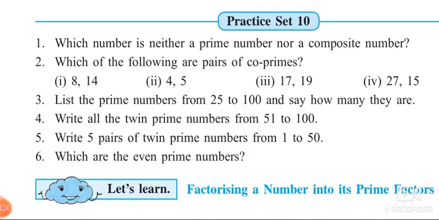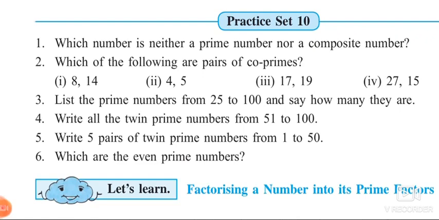Let us now discuss question number 3. List the prime numbers from 25 to 100 and say how many they are. So you have to write the prime numbers from 25 to 100. And then you have to count them and write how many they are. Children, yesterday, in the previous video, we studied this in detail. I had shown you numbers from 1 to 50. Now I will display the numbers from 1 to 100 and then you can see the prime numbers in it. And we all know that from 1 to 100, we have 25 prime numbers.